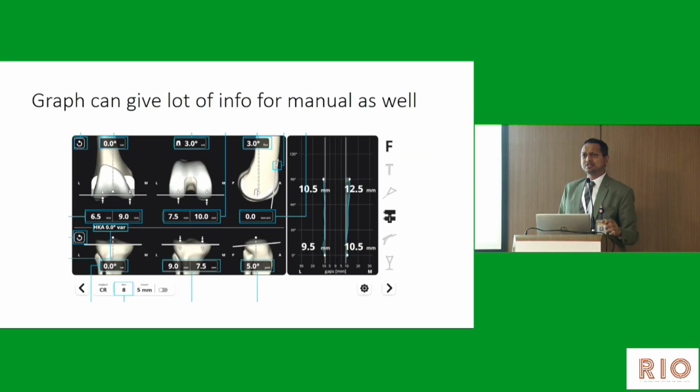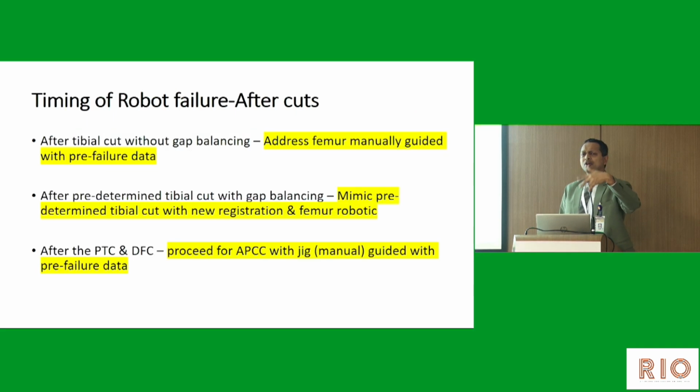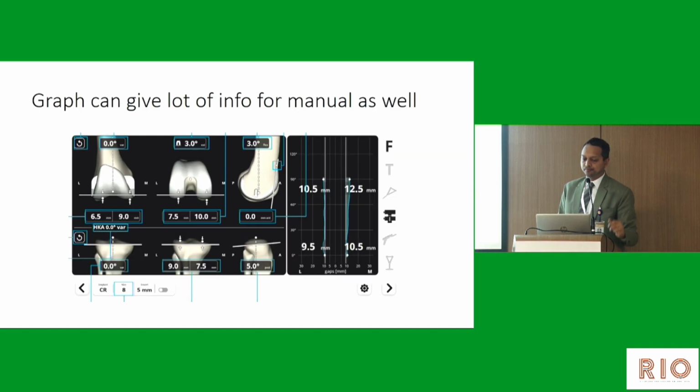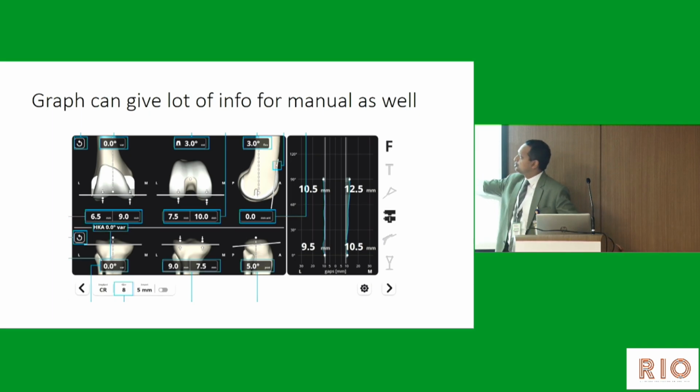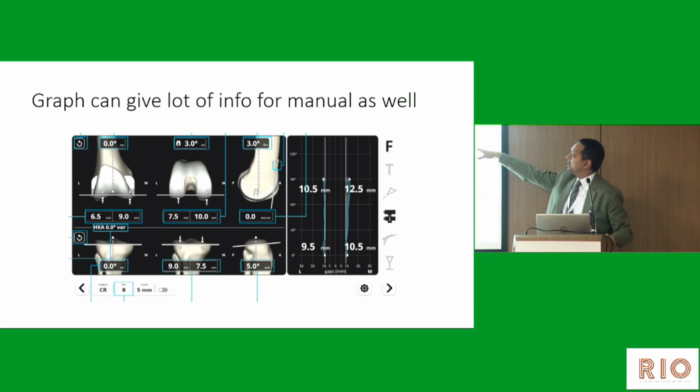Now suppose it fails after you have taken your trials, that's fine. I mean, after you have taken all the cuts, after the chamfer cuts, that's fine. The only thing you're not able to check is whether your balancing is proper or not, but you can check it then manually. So this graph is very useful. Assuming you're happy with this balancing, you know that your femur is in 3 degrees of flexion, it is 3 degrees of external rotation, and probably you would want to keep it this way. The sizing will be there.